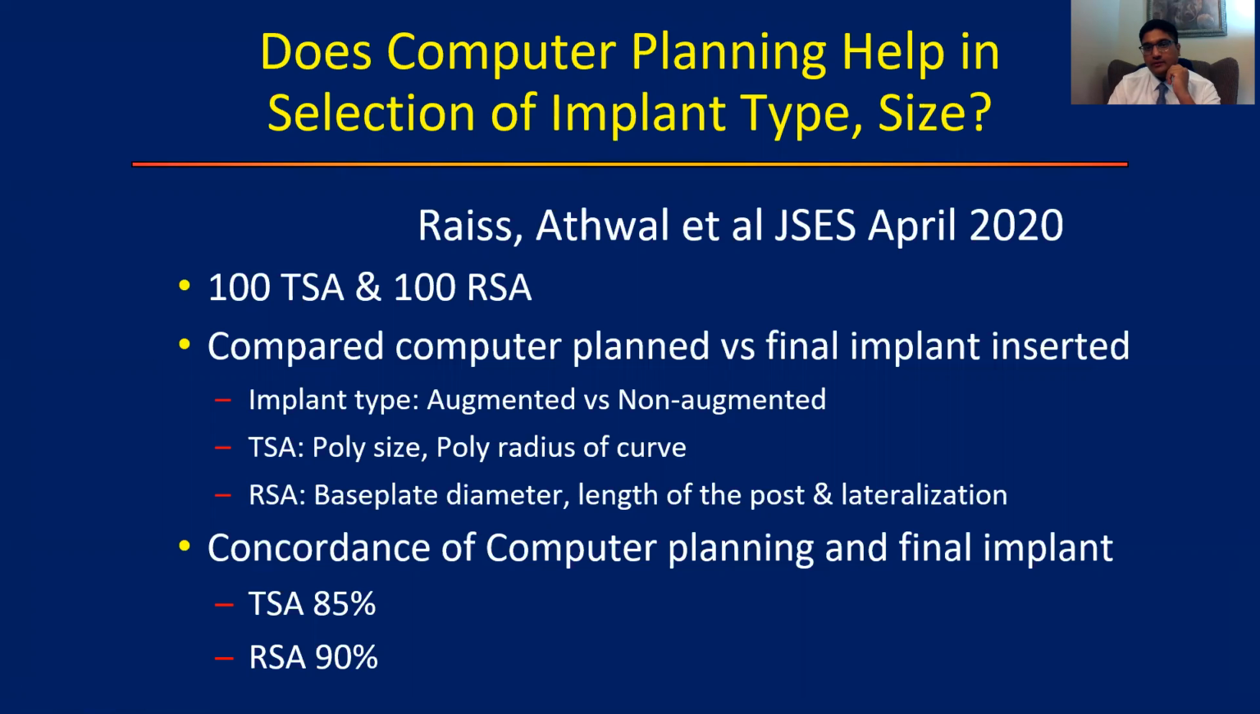To answer the question, does computer planning help with the selection of the implant type and size? Rice et al. in April 2020 looked at 200 patients and they compared the data from the computer planning software and what implant was finally inserted. They compared the implant type and the size of the implant which was planned and which was finally inserted. And for reverse shoulder arthroplasty, they compared the diameter of the base plate and other factors. They found that the concordance of computer planning softwares and the final implant inserted by the surgeons was pretty high. In total shoulder arthroplasty, it was about 85%, and in reverse shoulder arthroplasty, it was 90%.